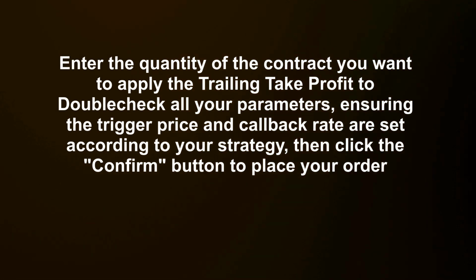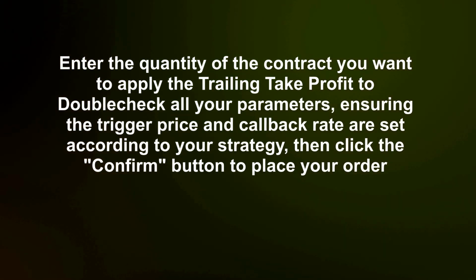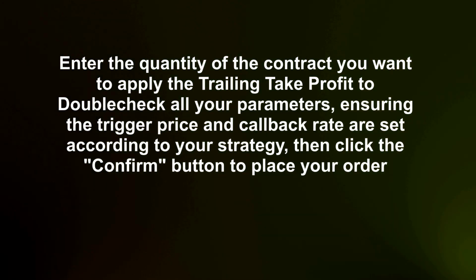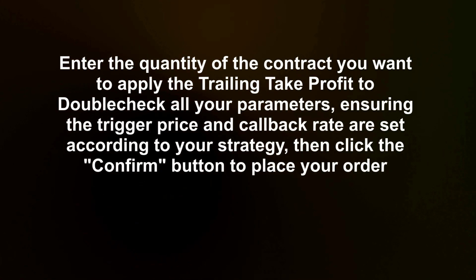$30,690. Enter the quantity of the contract you want to apply the trailing take profit to. Double-check all your parameters, ensuring the trigger price and callback rate are set according to your strategy. Then click the Confirm button to place your order.